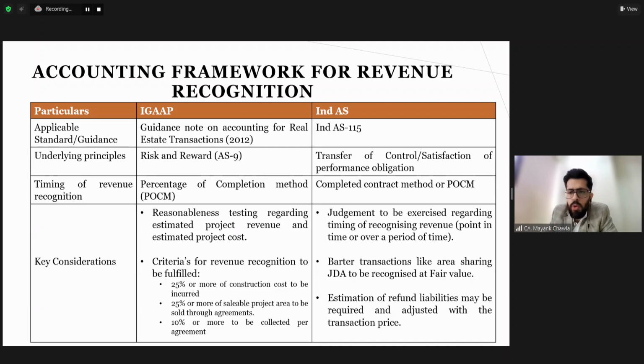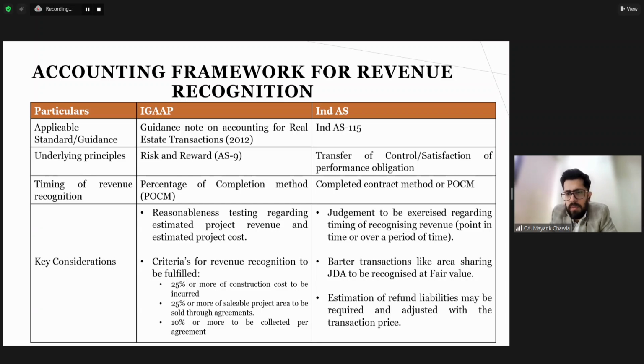Before Ind AS, we had a guidance note in IGAP, which we can see in our slide as well, which was issued in 2012. Now we have Ind AS for the companies which have a net worth of more than 250 crores. The basic difference between these two standards is the main premise on the basis of which they have been drafted. The premise of IGAP has always been risk and reward.